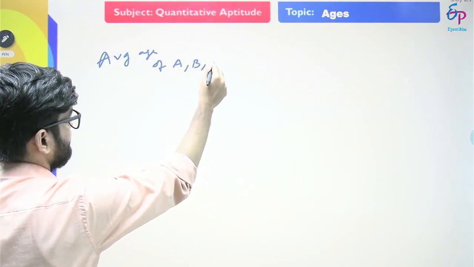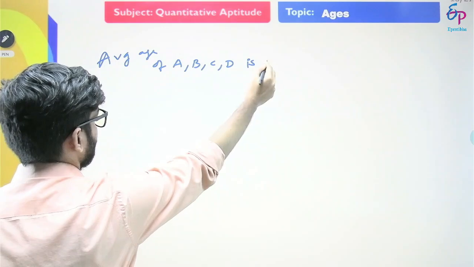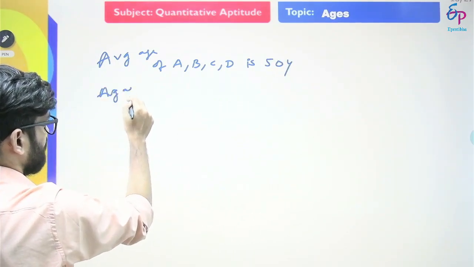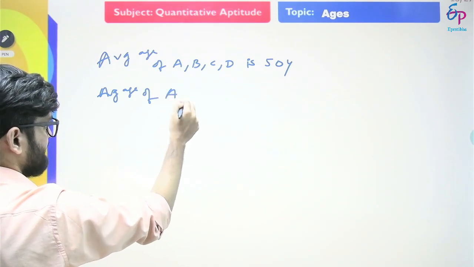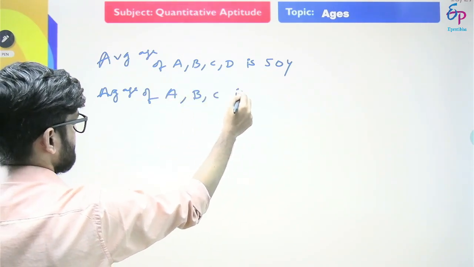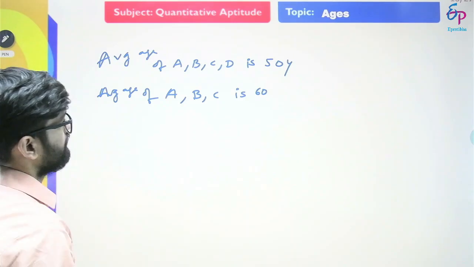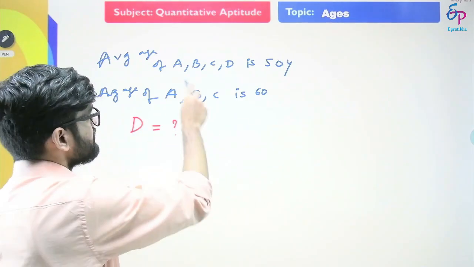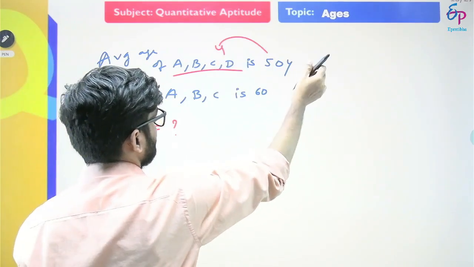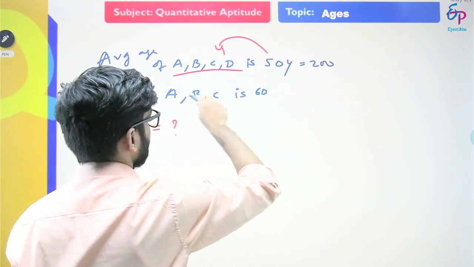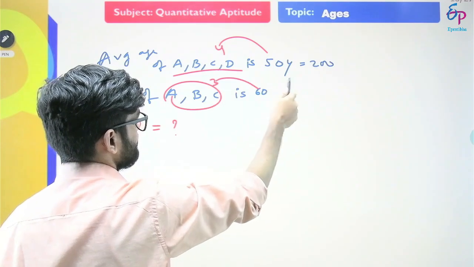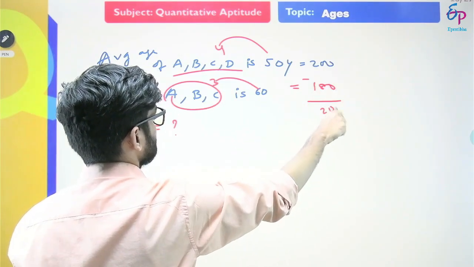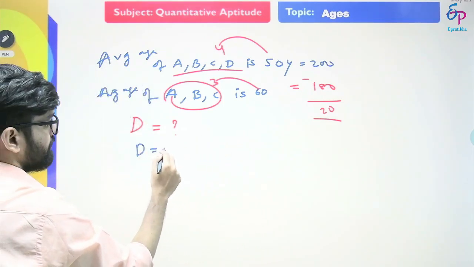If I tell you average age of A, B, C, D is 50. Average age of A, B, C is 60. What is the age of D? Now what you will do? How many people are there in the first statement? 4 are there. 4 into 50 is 200. How many people are there here? 3 persons are there. 3 into 60, that is 180. Now what you will take? Difference. D age is 20.